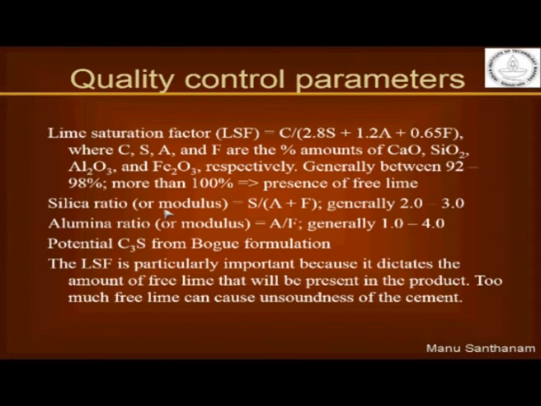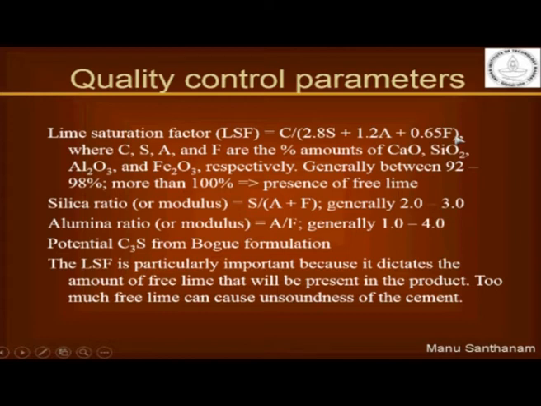So what are the parameters that have to be looked at as far as quality control is concerned? Okay, one very important parameter is what is called the lime saturation factor, LSF. Okay, lime saturation factor. The equation for that is given on the top here. Lime saturation factor is usually expressed as a percentage. So this is only giving a ratio, but usually it's expressed as a percentage. So as a percentage, it's the amount of calcium oxide. Please remember, C is calcium oxide, S is silicon dioxide, SiO2, A is aluminum oxide, and F is iron oxide.